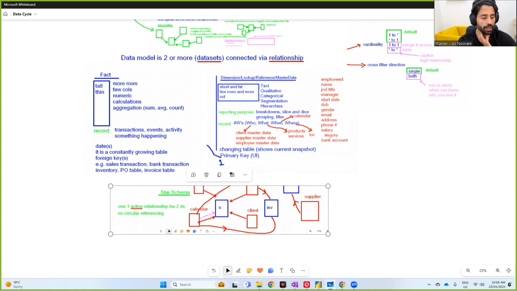Okay, so I think for now, this is enough with the theoretical aspect. Let's start working on the data model.